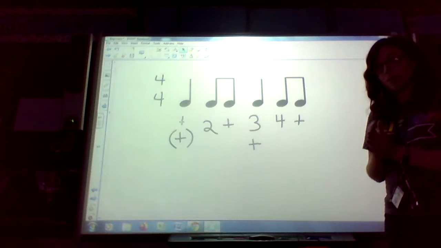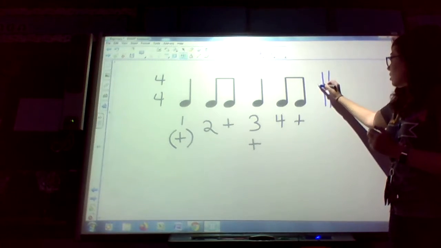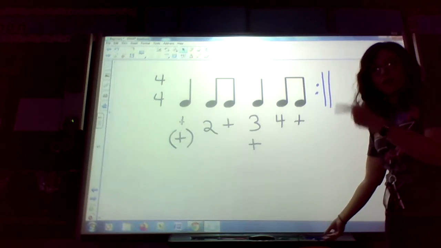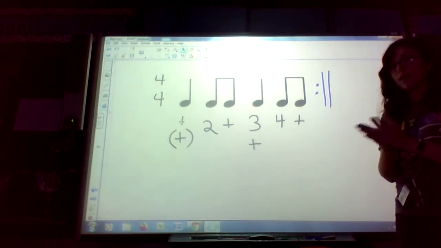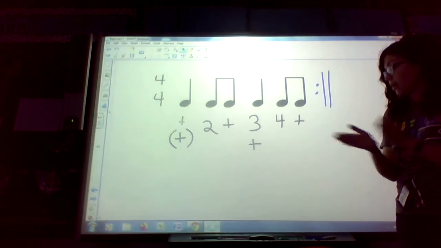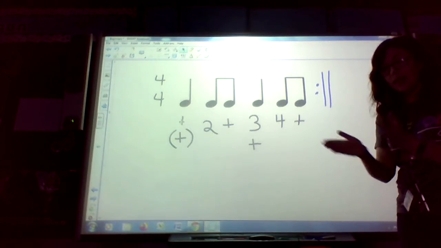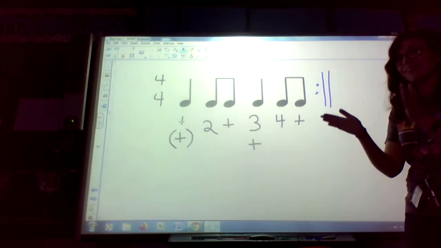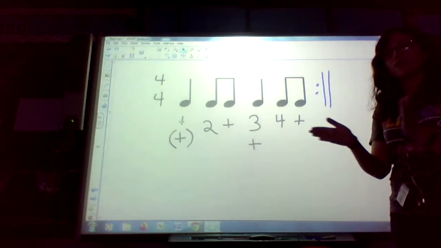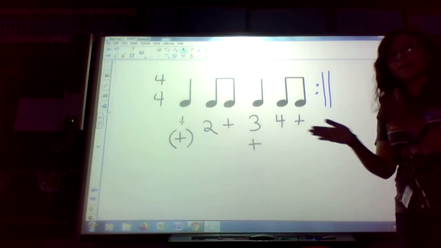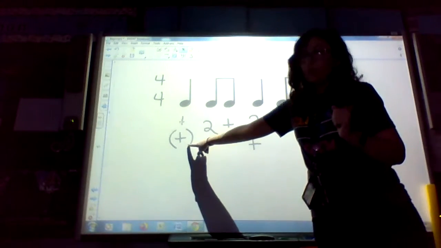This time I want you to try it with me. We're going to put a repeat sign at the end, and we're going to keep repeating it over and over. So 1 and 2 and 3 and 4 and, 1 and 2 and 3 and 4 and. One more time. 1 and 2 and 3 and 4 and. Good. Notice that I did not clap on the and of 3 or the and of 1.